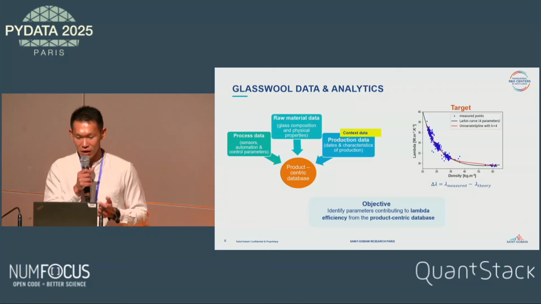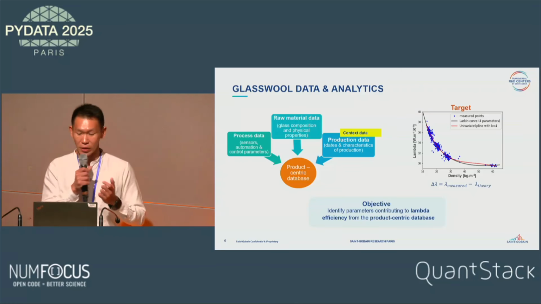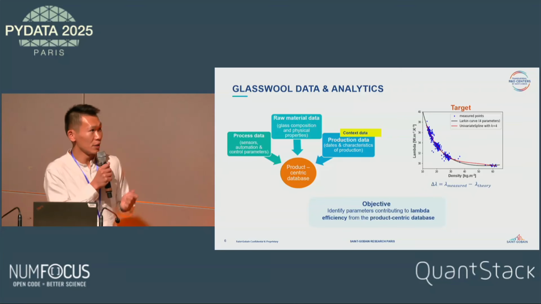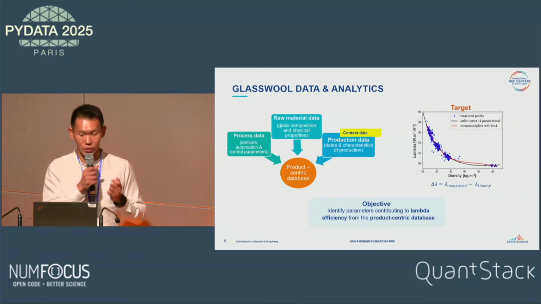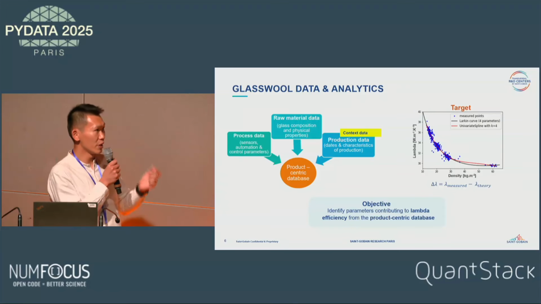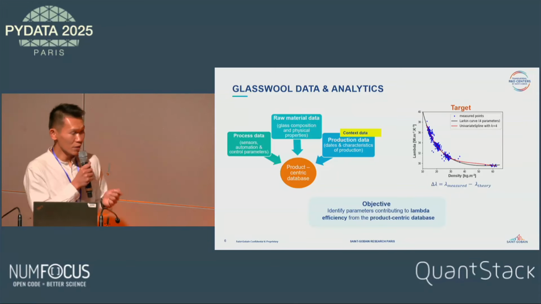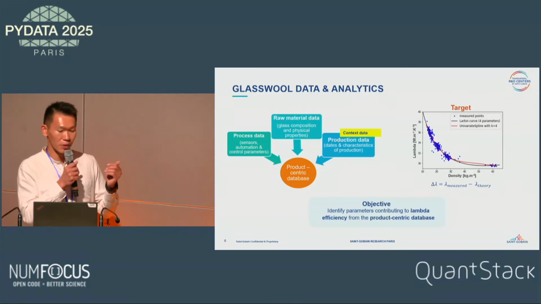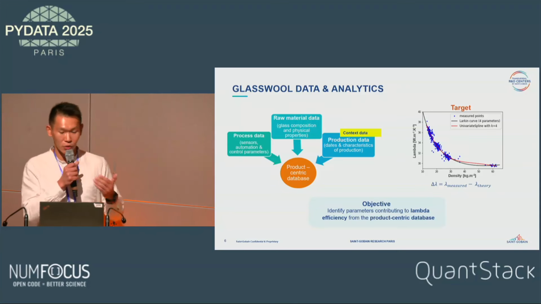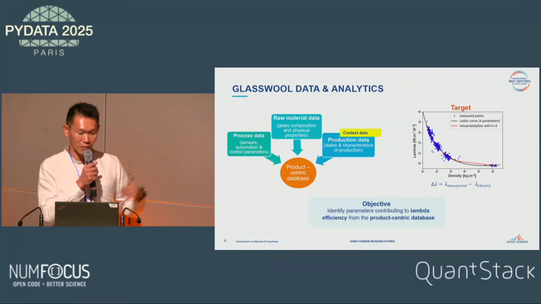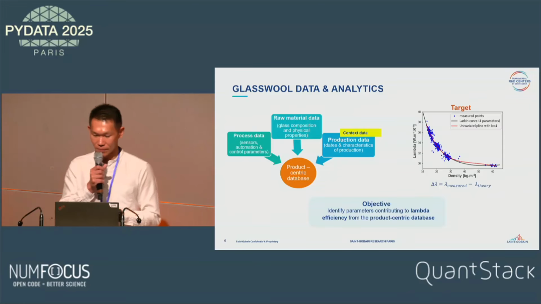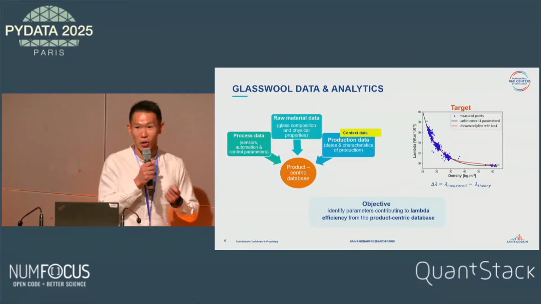So you have here a curve that is called Larkin curve. It is a semi-empirical law that dictates the relationship between lambda and density. In theory, what it means is that if you want to build a good insulator, so low lambda, you need a higher density. But in practice, that's not always the case.